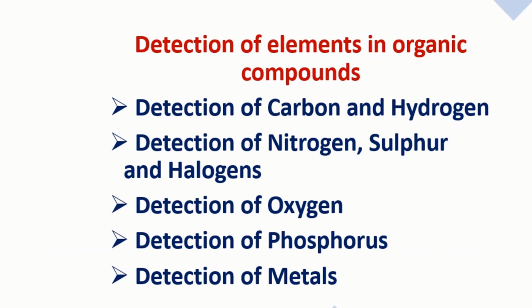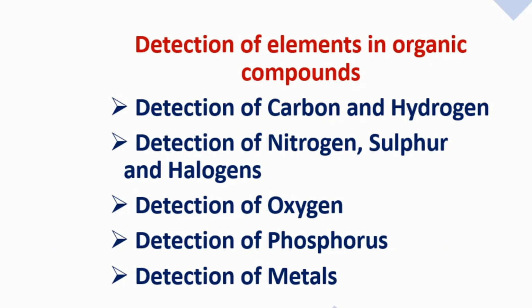So that kind of analysis in which we analyze or identify the elements present in the organic compound is called the qualitative analysis. And then after identifying the elements, we find the quantity, and that analysis is called the quantitative analysis.